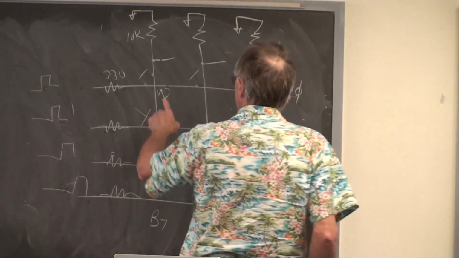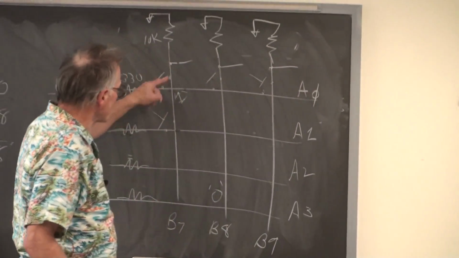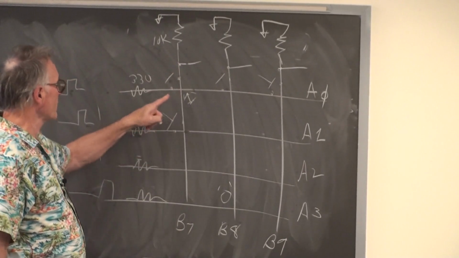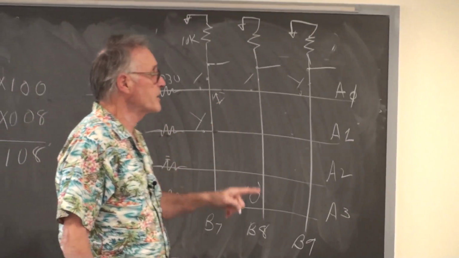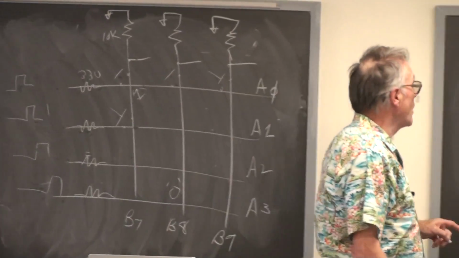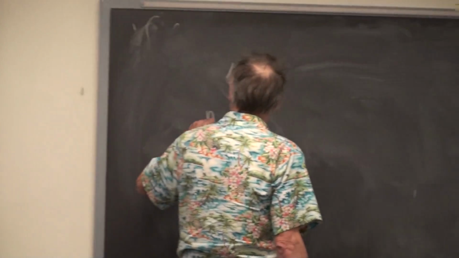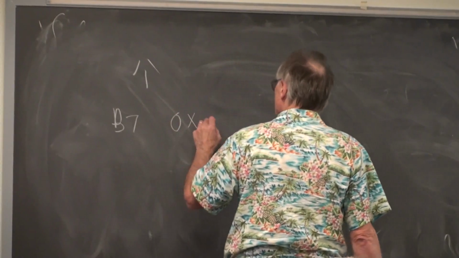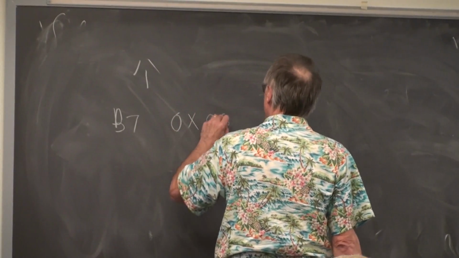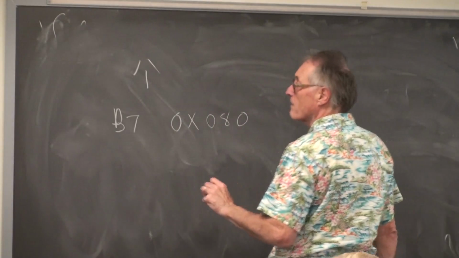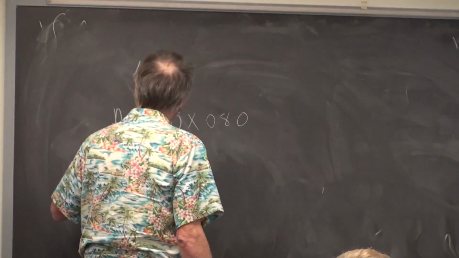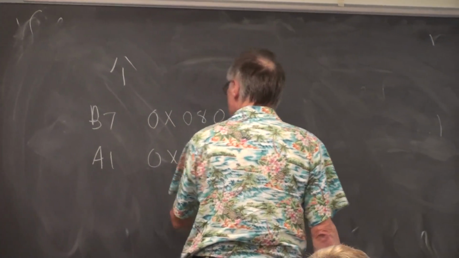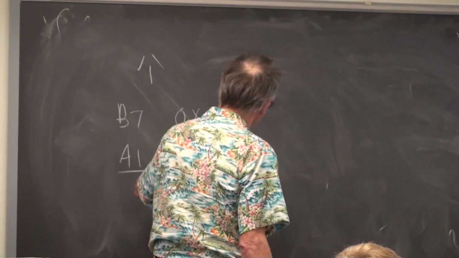So when this button is pushed and we're scanning down the code, this wire, the B7 wire, is going to go high when A0 is high. So B7 has the value of 0x080, and A1 is going to be 0x001. We OR those together and we get 81.